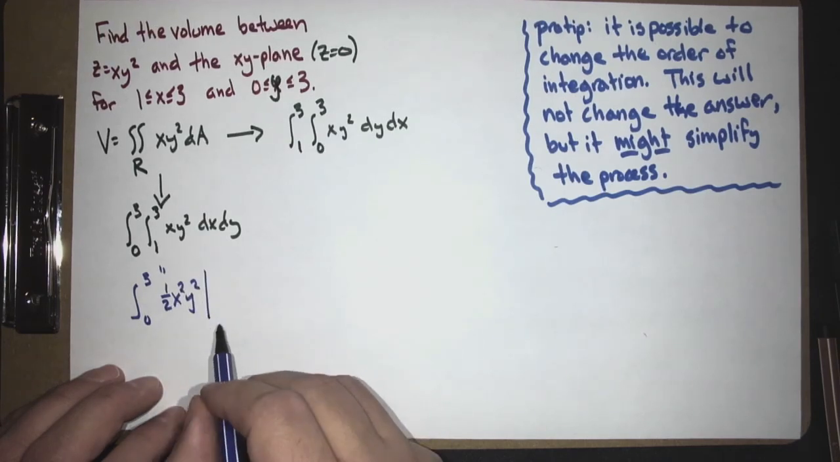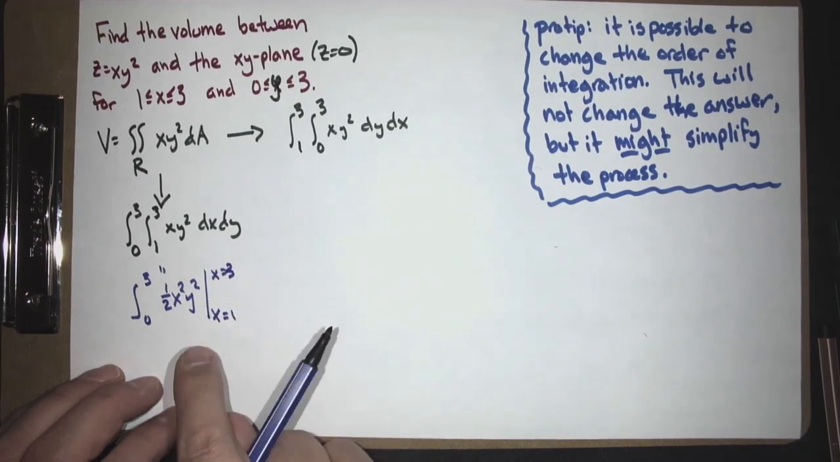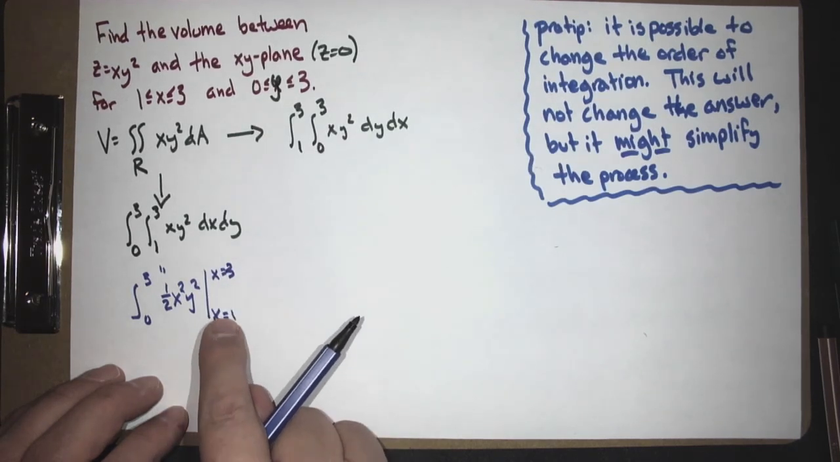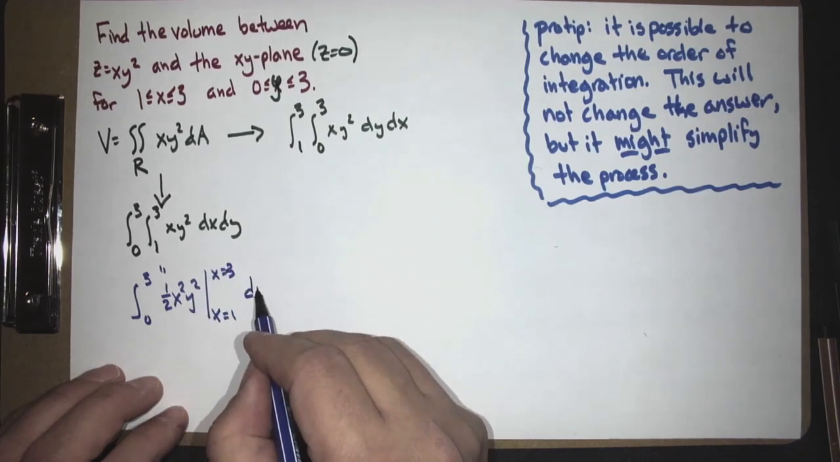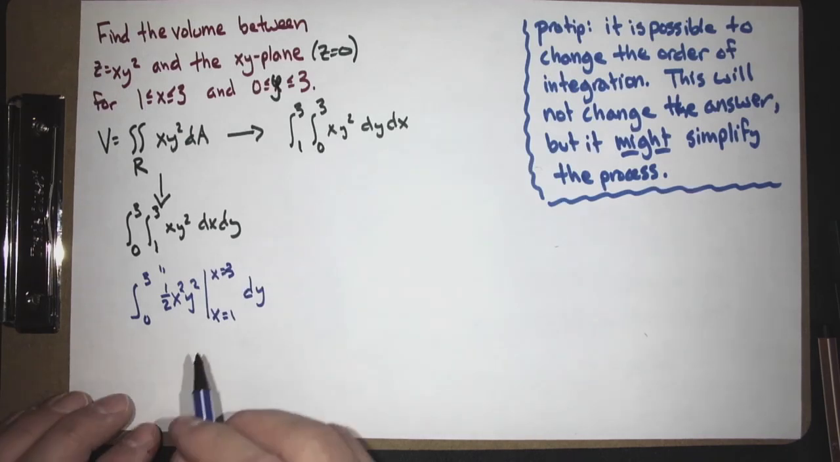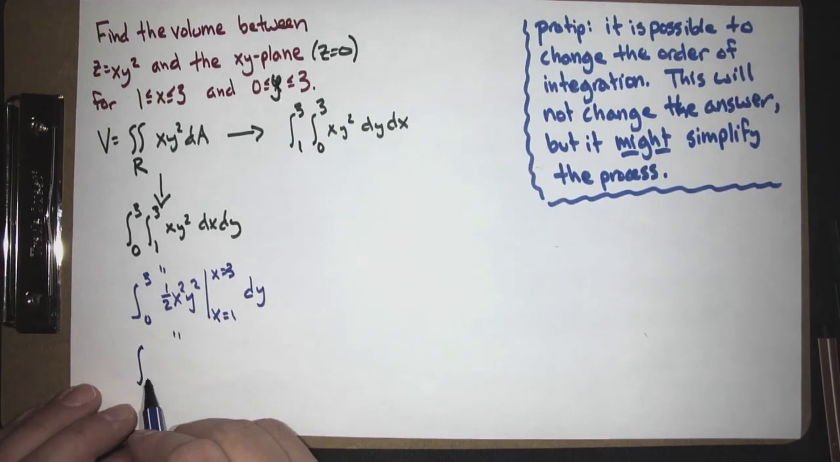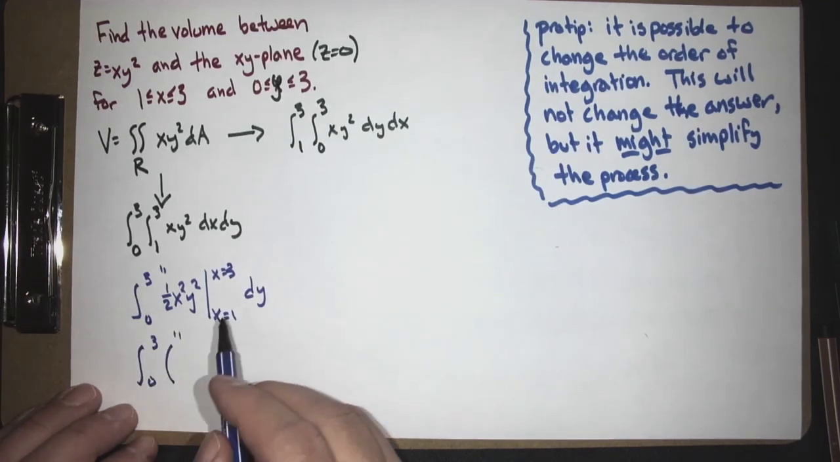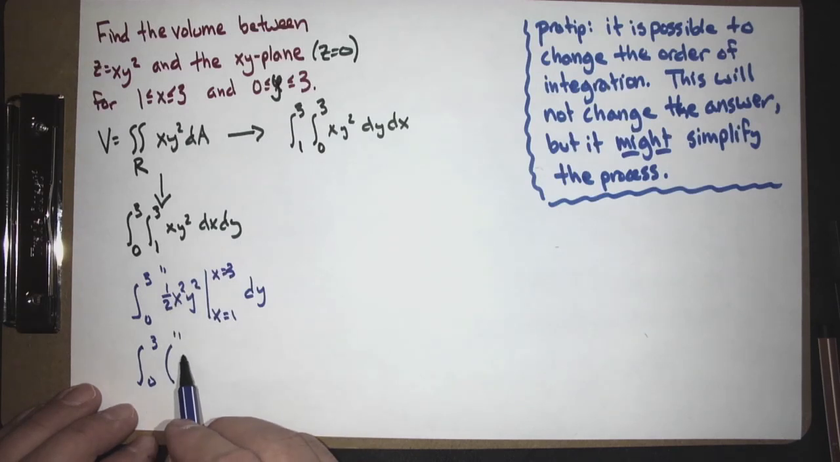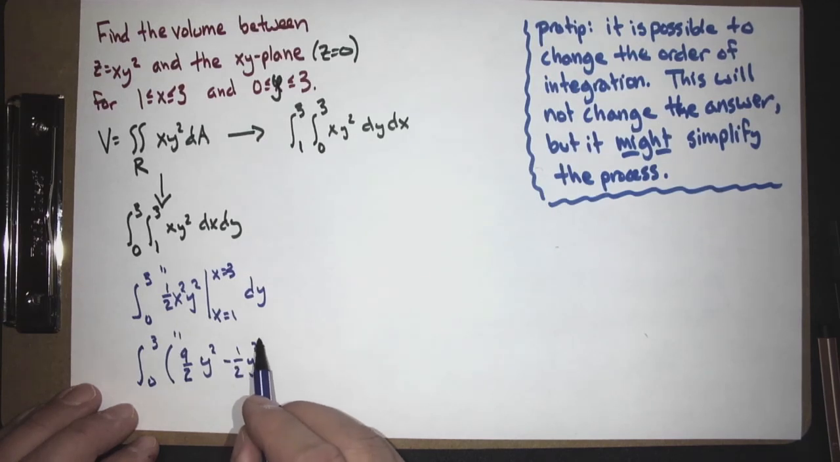And now we evaluate. And to help us remember what we're evaluating, I like to emphasize it by putting down we're doing the x bounds. We're plugging x's in. So from x equals 1 to x equals 3. All right. Well, what will this become? Before we integrate, plug it in. So when we plug in 3, x is 3, so that's 9/2 y squared. X is 1. Subtract 1/2 y squared dy.